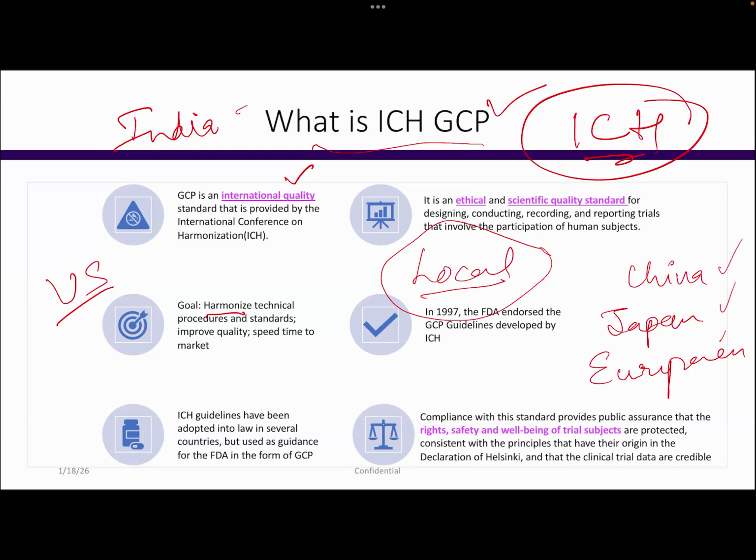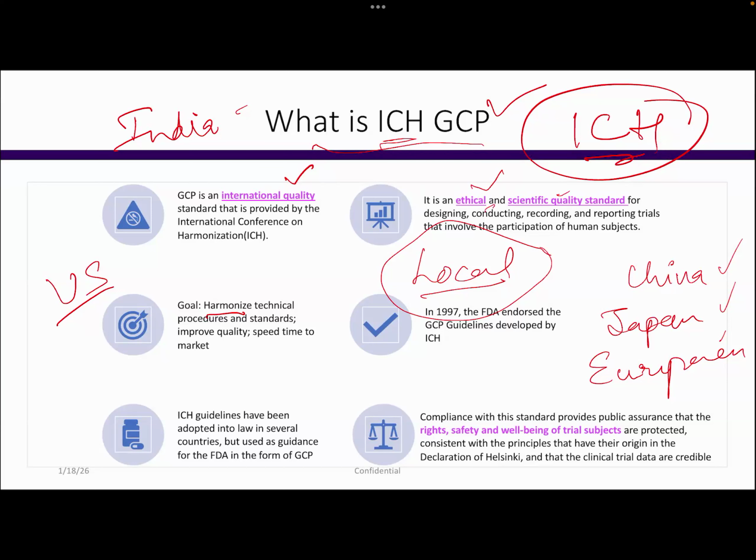So now you can say ICH guidelines, they are the guideline. We always say they are a guideline, but they are more strict than the regulation, because the rules are saying that you have to follow the ICH. So these take care of two things. One is ethical, and second is scientific quality.